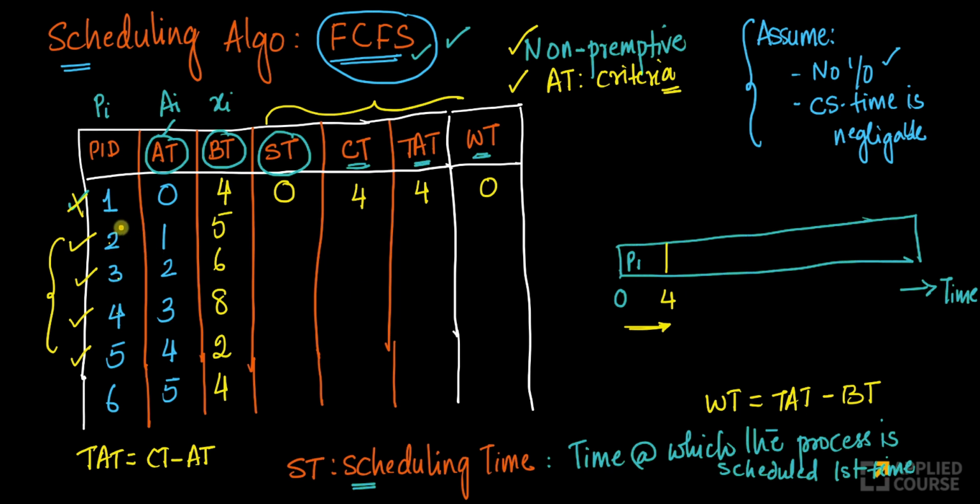Now, which of these 4 processes would my FCFS algorithm pick? It says whichever came first into the queue, I'll pick it. So which one came first? P2 came first because its arrival time is 1. So the criteria to pick when you have multiple processes in the ready queue is the arrival time. Very simply put, right? So now my P2 will be scheduled.